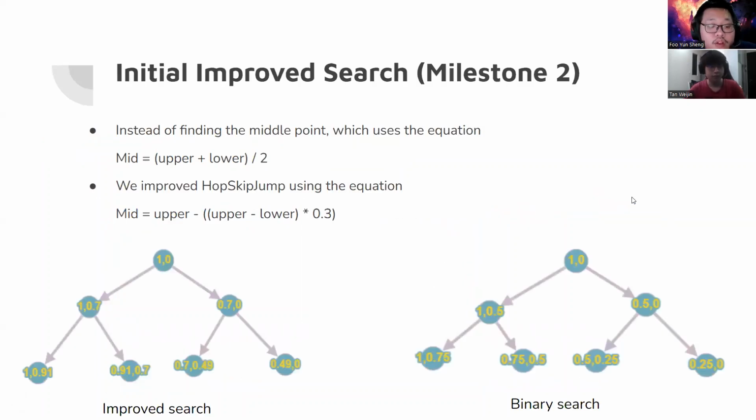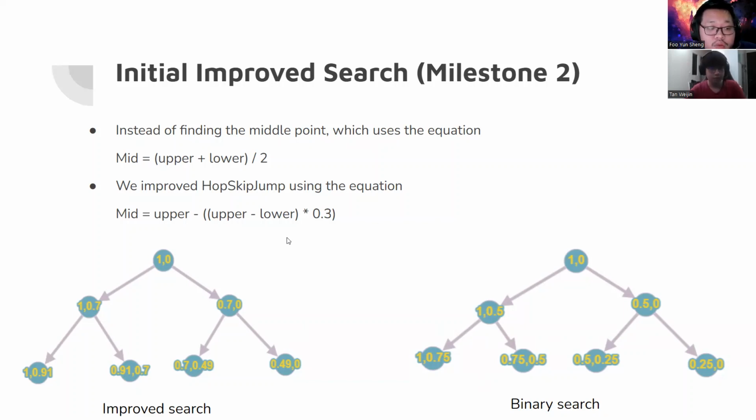For milestone 2, we have developed an improved search, which is a 70-30 search. Since we understand that the final value in each iteration is very high, we skew the bias towards the higher points. Hence the introduction of the improved search. So how does it work, you may ask? Instead of calculating the mean point by adding the upper bound and lower bound and dividing it by 2, we can calculate the middle point by using the 30% of the upper bound.